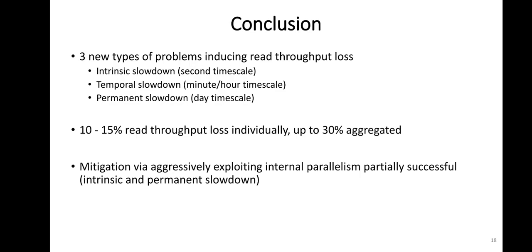In conclusion, in this talk I introduced 3 new types of performance anomalies that result in significant read throughput loss. They happen at different time granularities and can lead to 10–15% read throughput loss individually and up to 30% when they happen concurrently. And I've also shown that partial mitigation is possible by more aggressively exploiting internal parallelism.